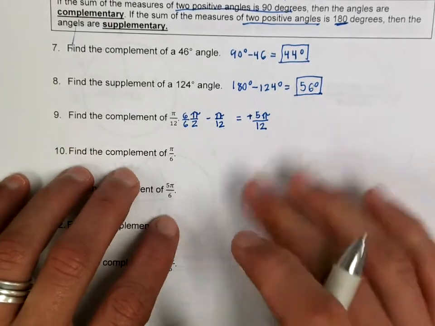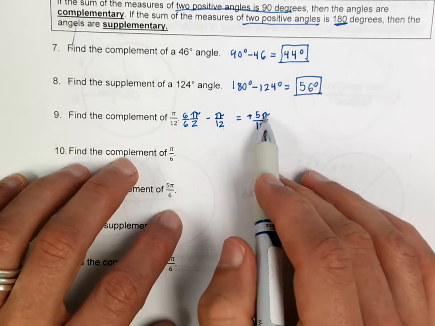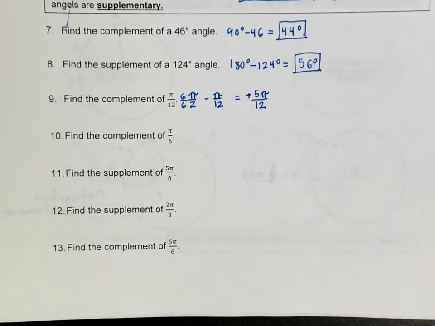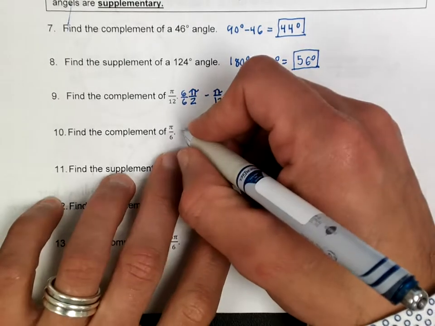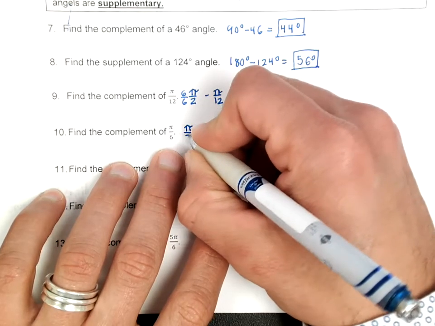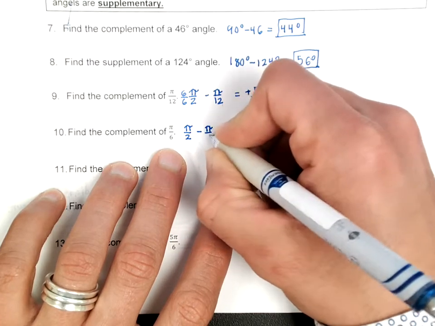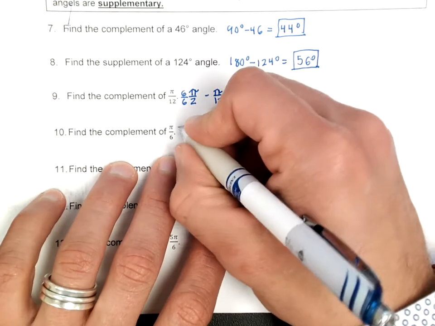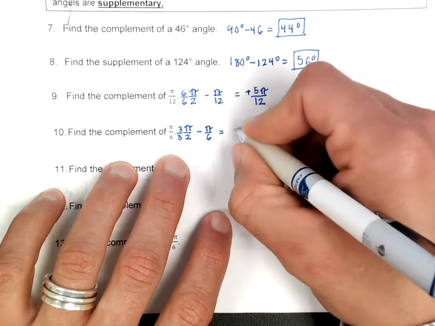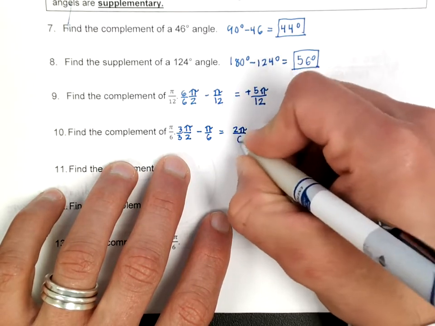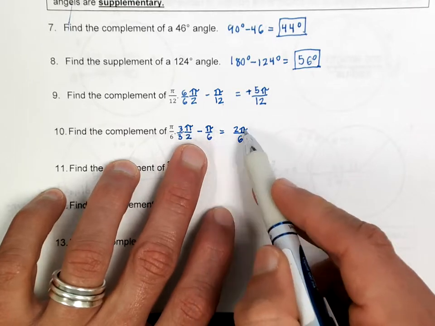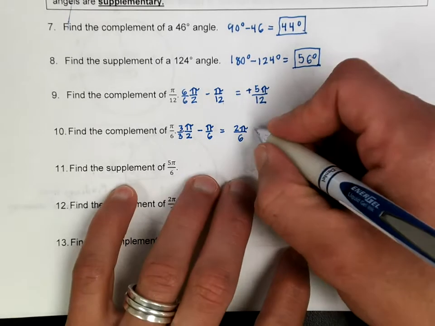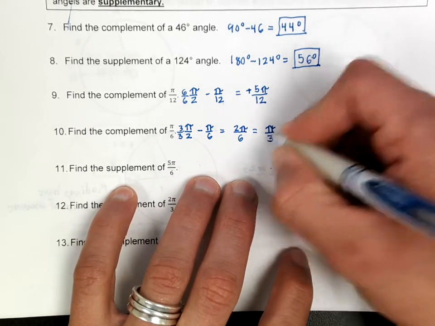Alright, and then notice, by the way, that I'm not really doing anything with the pi other than just rewriting it. Okay, I'm just adding terms that have pi on it. They're like terms, essentially. Alright, on number 10, same idea. There's a little bit of a quirk in this one. Complement, so I'm going to subtract this from 90 degrees. Right, and if I have a 6 here, I need a common denominator, so I'm going to multiply top and bottom by 3. Right, so that's going to give me 3 pi minus pi, that's 2 pi. And on the bottom I have 6 and 6, so that's my common denominator. Now I can reduce that to pi over 3. So this one's pi over 3.